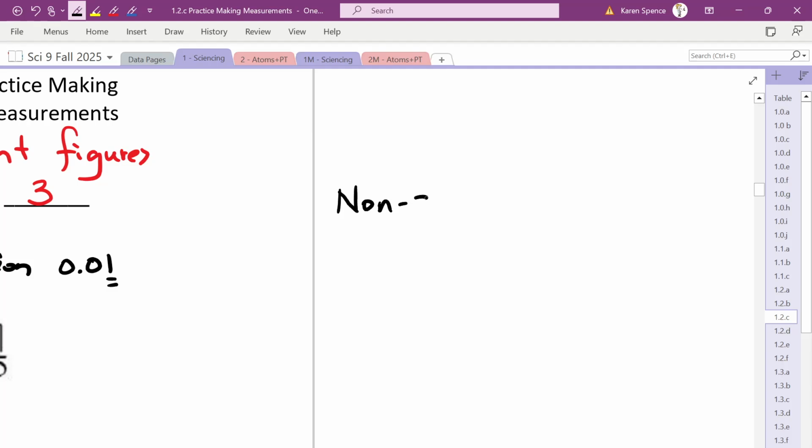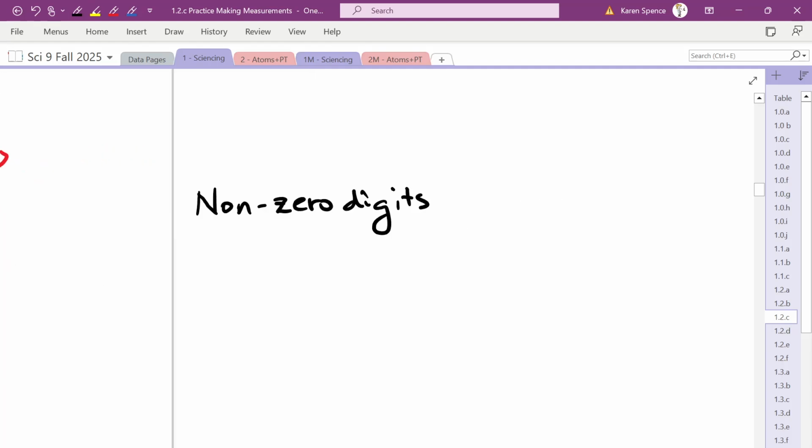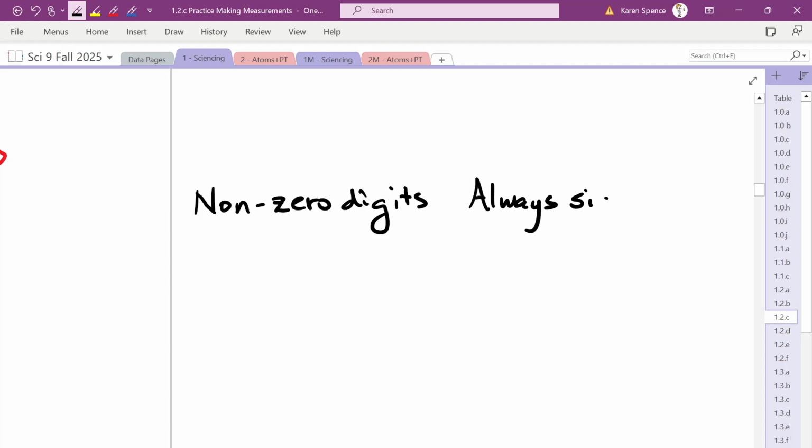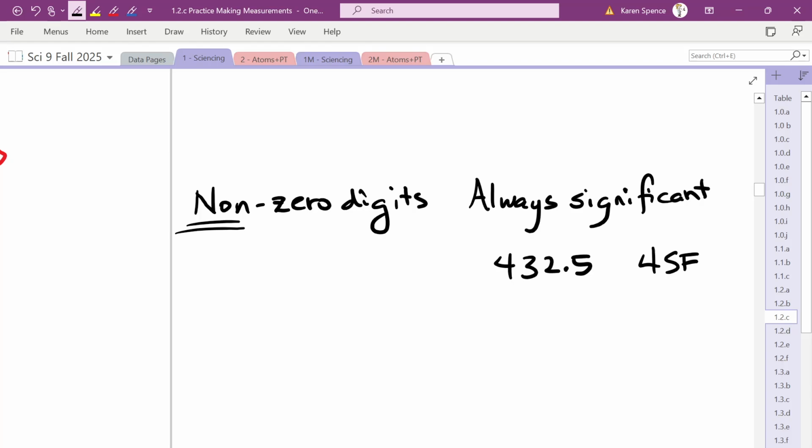Non-zero digits are always significant. It gets complicated. So if you had a number like 432.5, how many sig figs would you have in that number? You would have 4 sig figs. So it's really easy as long as those digits are non-zero. When it gets tricky is if you have zeros.